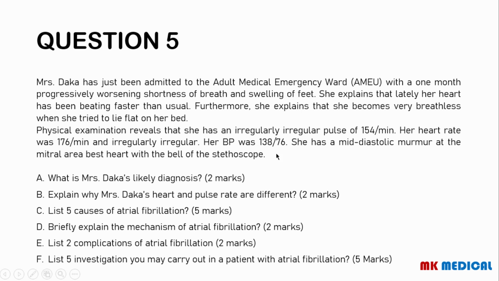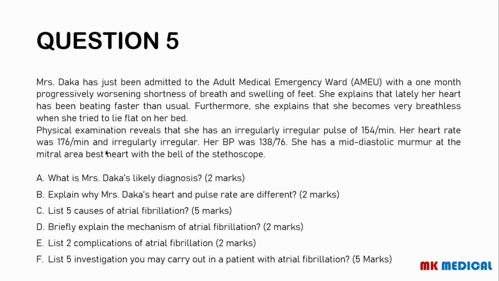And of course, her blood pressure is 138/76. She also has a mid-diastolic murmur that's best heard at the mitral area with the bell of the stethoscope. So this irregularly irregular pulse is obviously pointing you towards atrial fibrillation. This woman most likely has atrial fibrillation, and she has features of heart failure that we may have talked about in the previous question. So it could be atrial fibrillation and biventricular heart failure secondary to mitral stenosis, because a mid-diastolic murmur at the mitral area is most likely consistent with mitral stenosis. And because she is having these symptoms at rest, you would put her at New York Heart Association Class 4. You should actually know how to classify the different classes of heart failure.